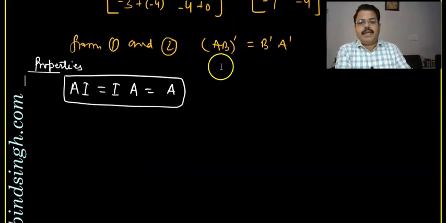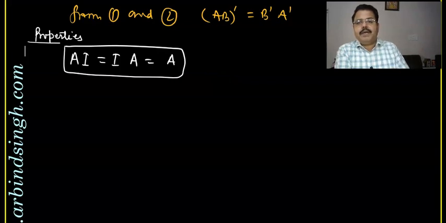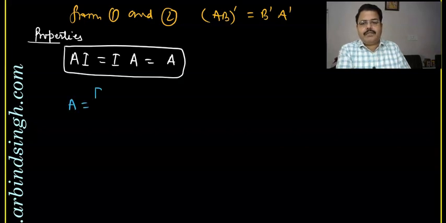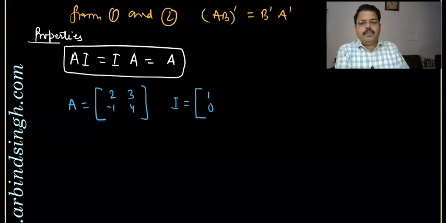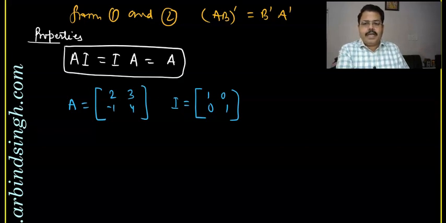So we can take one example and prove it. For the sake of convenience in calculation, I can take just a matrix of order 2 into 3: 2, 3, minus 1, 4, like this. A must be any square matrix, and the identity matrix must be of the same order: 1, 0, 0, 1. So the product is possible, A into I. Let us check it also, but here, just let me find the product AI.